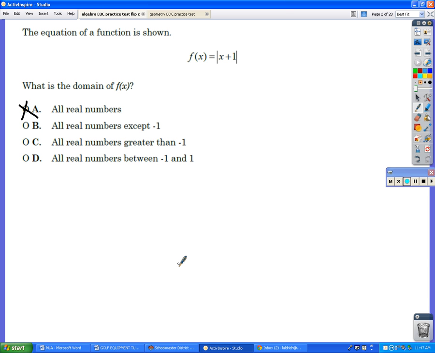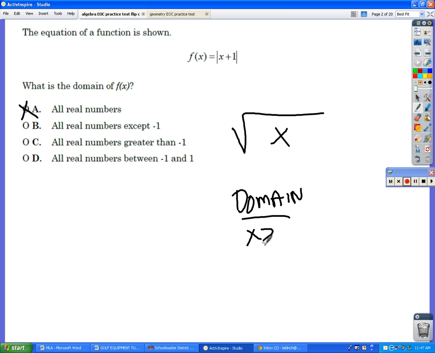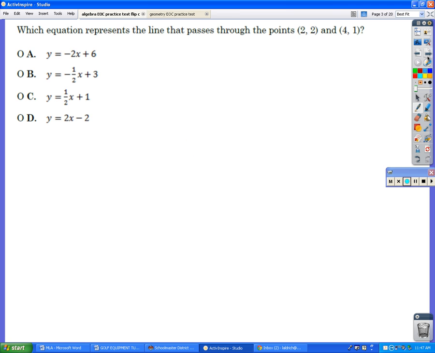The only thing you need to worry about with domain is if it's the square root of a number. And we talked about this when we were doing the quadratic formula. What numbers can't you take the square root of? The negative numbers. So if they asked the same question and it was the square root of x, the domain would have to be where x is greater than or equal to 0, because you couldn't take the square root of a negative number. All right, Cheyenne, are you marking these down? Yeah. All right, next one.